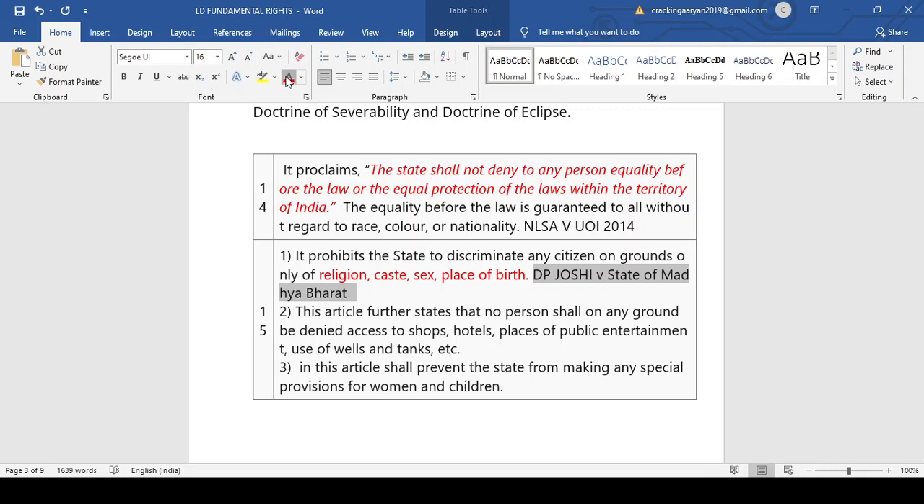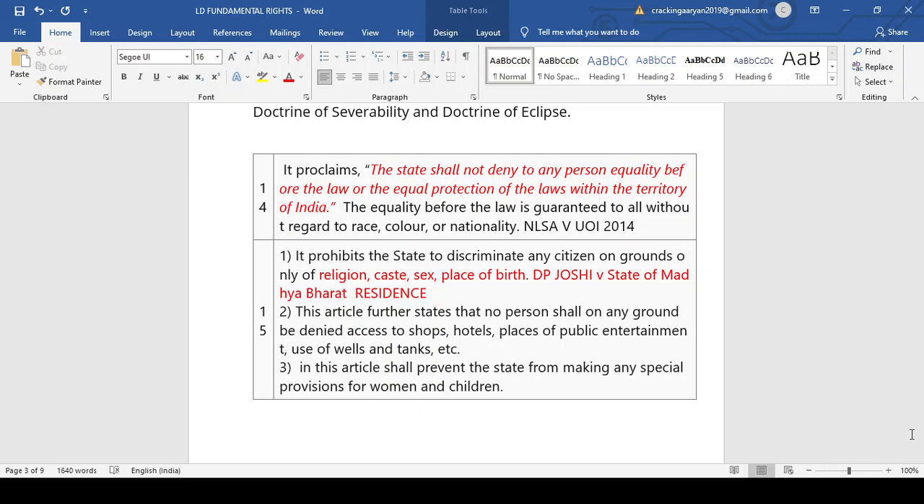Joshi versus State of Madhya Bharat, in which it was held that there is a difference between place of birth and residence, and Article 15 does not talk about residence. This is a very important question: whether residence comes under Article 15. No, it is the place of birth, where you take your birth. If you are a citizen of India, now you reside in Gujarat, Jharkhand, or UP, that is not an issue. The place of birth will be the ground; there should be no discrimination on the place of birth.